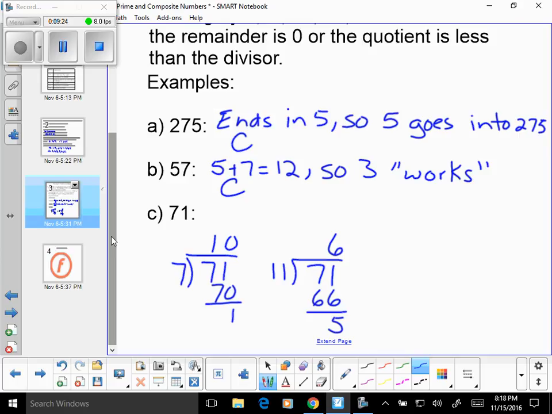Now, notice, here's my quotient, here's my divisor. My divisor is greater than my quotient, and it didn't work out evenly. You are not going to find anything that works. So this has to be a prime number.